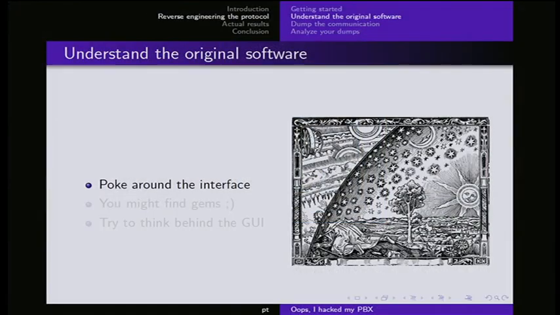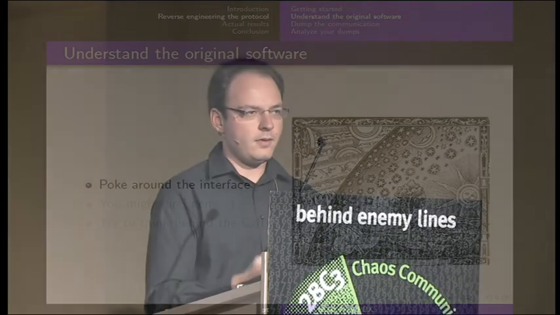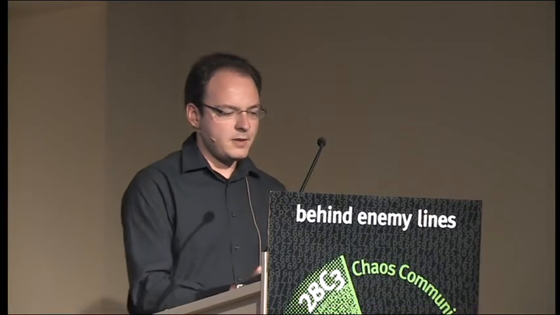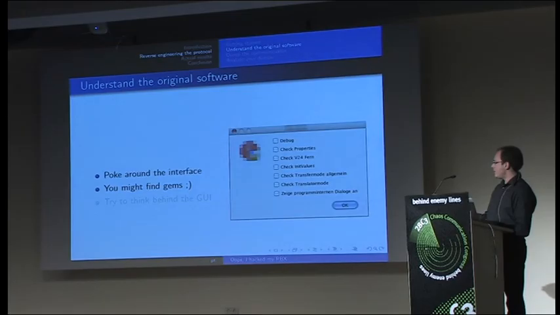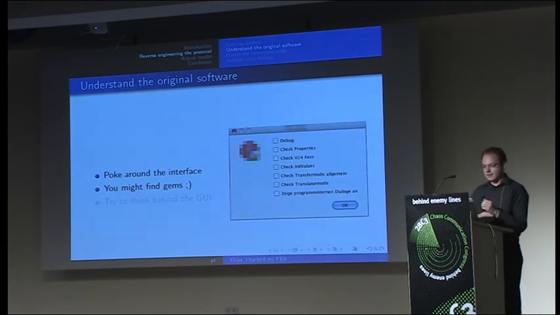So you need an understanding of how the original software is supposed to work. So you poke around the interface, you click some buttons, you try to download, upload things, and get a grip of how the people who made the software used to think. But you might find some gems like that one. It's actually a debug menu. It says debug, check properties, check v24, remote, and all this stuff. It's pretty neat to have something like this. This can help you reverse.